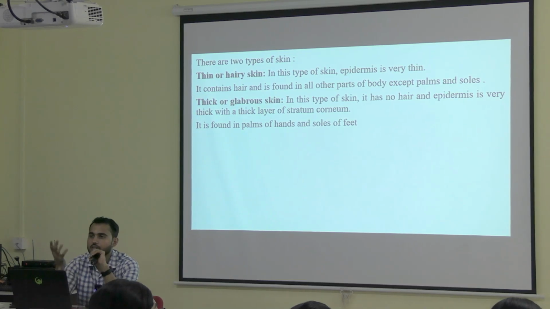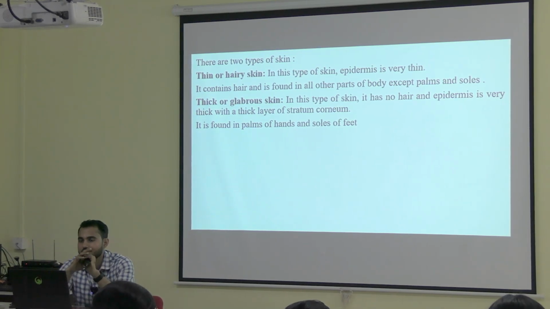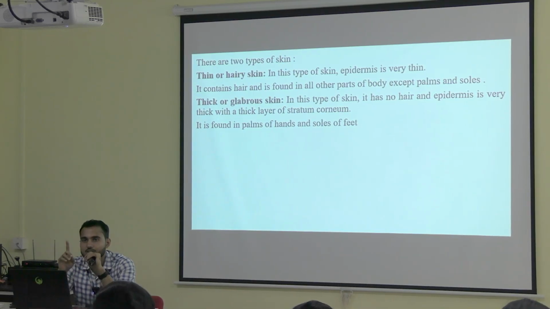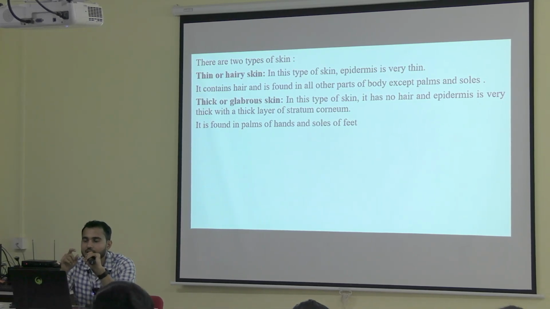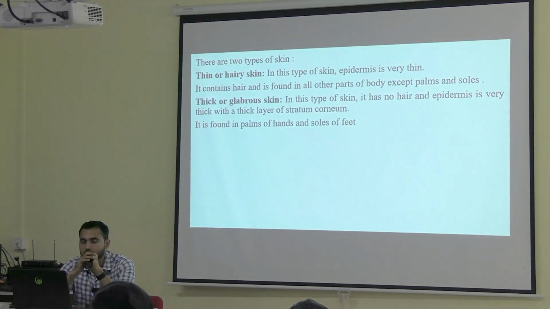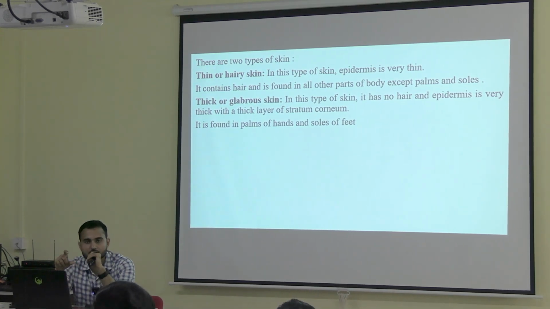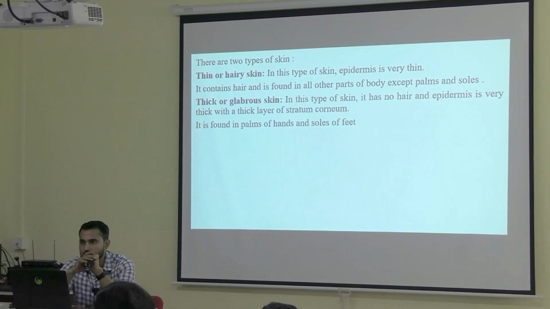Can you tell me where the thin skin is situated and where the thick skin is situated? Thin skin is also called hairy skin, where hair follicles are present. Thick skin means the area where hair follicles are absent, and there is a layer called stratum lucidum. The stratum corneum is well developed in case of thick skin, and stratum lucidum also.